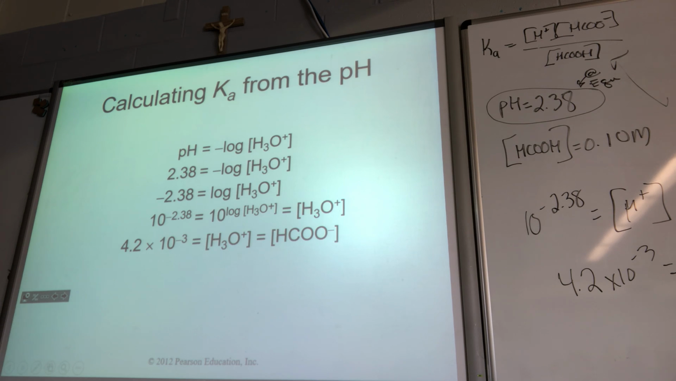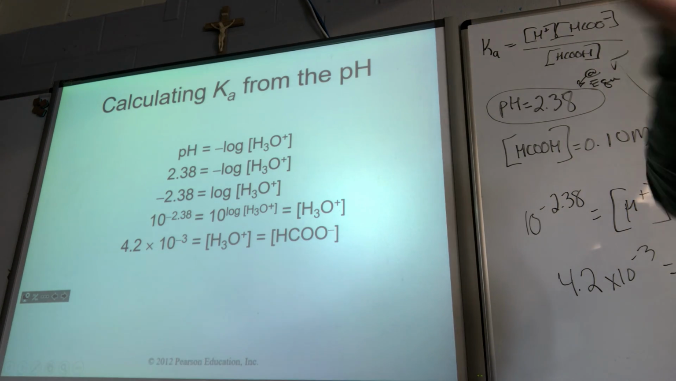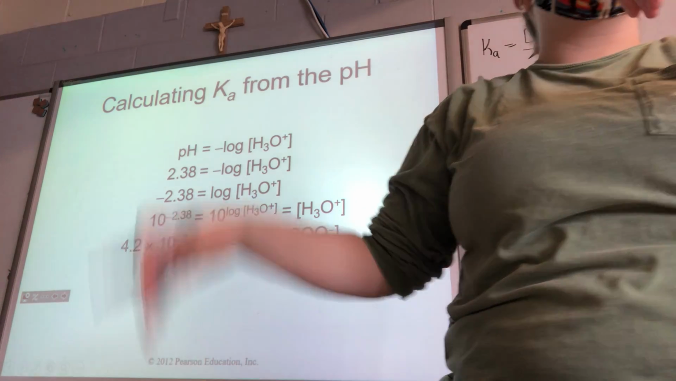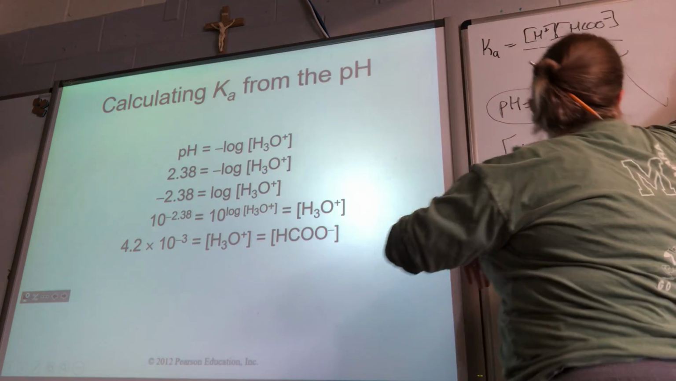Where does that 0.1 molar fit? Initial or equilibrium? What do you think? I would go with initial. It's the thing that's going to form the hydrogen ion that was then measured as a pH. So it's going to go here.